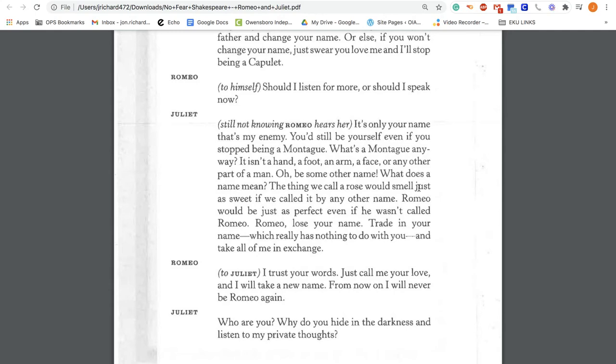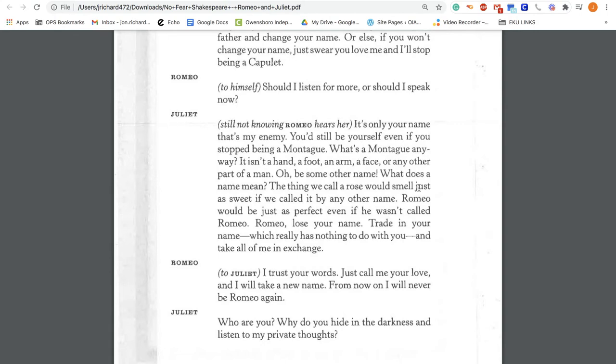Because he pretty much hates him. Say it one more time. Does she pretty much hate Romeo? She does not hate Romeo. She loves Romeo. What does she hate about Romeo? His name. And she says that a name doesn't matter. Really, she says, trade in your name, which has nothing to do with you, and take all of me in exchange. So she says, walk away from your connections and focus on just me and you.